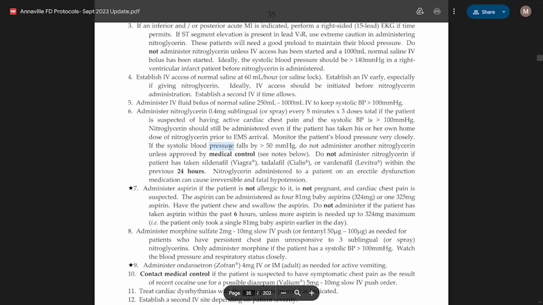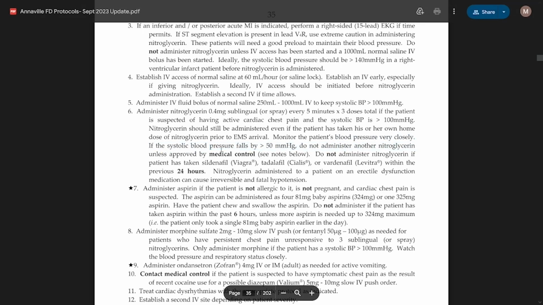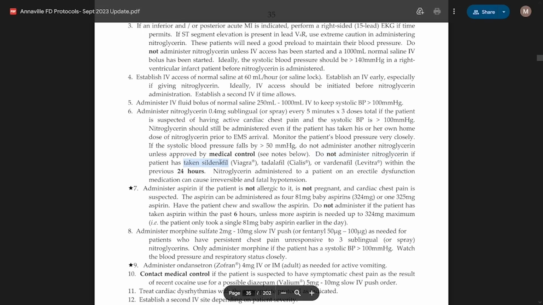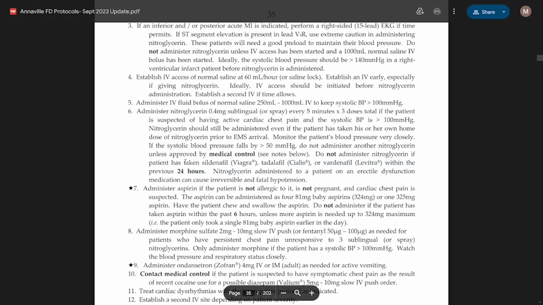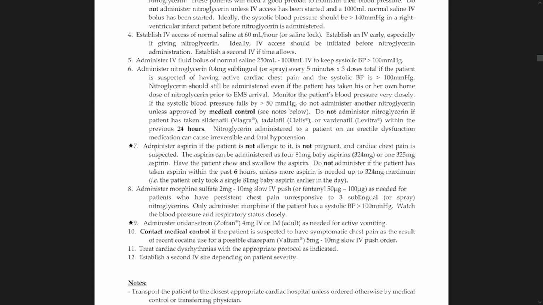If the systolic blood pressure falls greater than 50 millimeters of mercury, do not administer another nitroglycerin unless approved by medical control. Do not administer nitroglycerin if the patient has taken sildenafil, which is Viagra, tadalafil, Cialis, or vardenafil, Levitra, within the previous 24 hours. That's a huge contraindication. Nitroglycerin administered to a patient on an erectile dysfunction medication can cause irreversible and fatal hypotension.